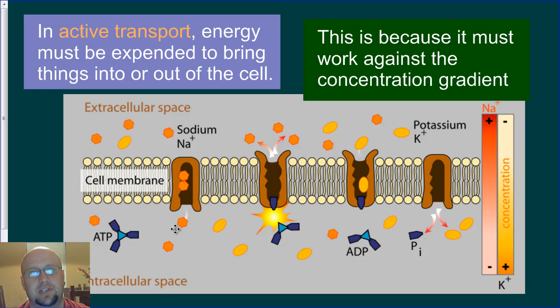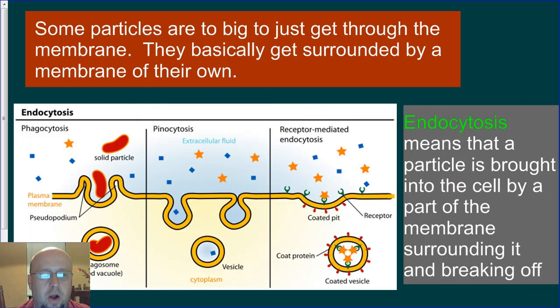Active transport has to happen when you want stuff to go against what would normally happen with diffusion, when it goes against the concentration gradient. When I've got a bunch of stuff already out there, but I want to put more stuff out there, that is what active transport is. All right, so one last quick little thing here.